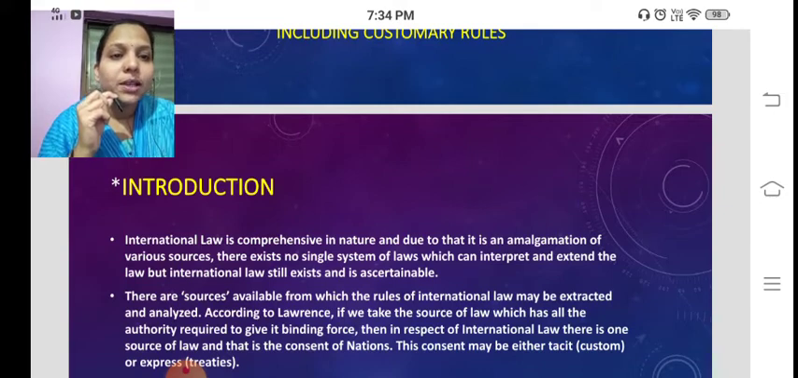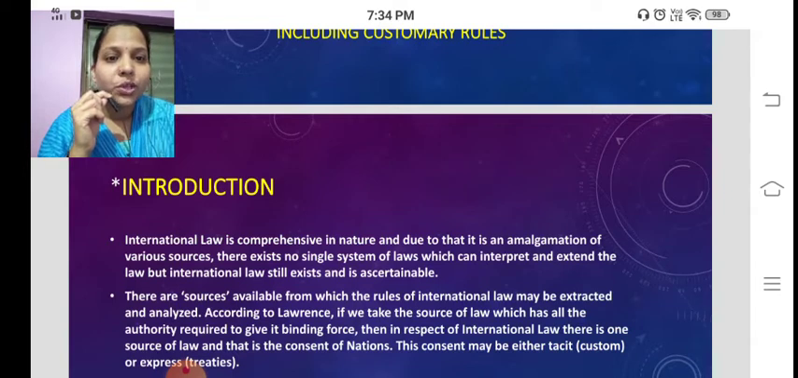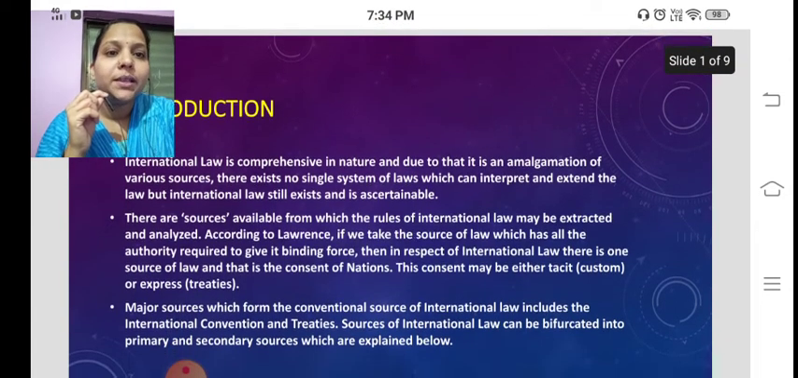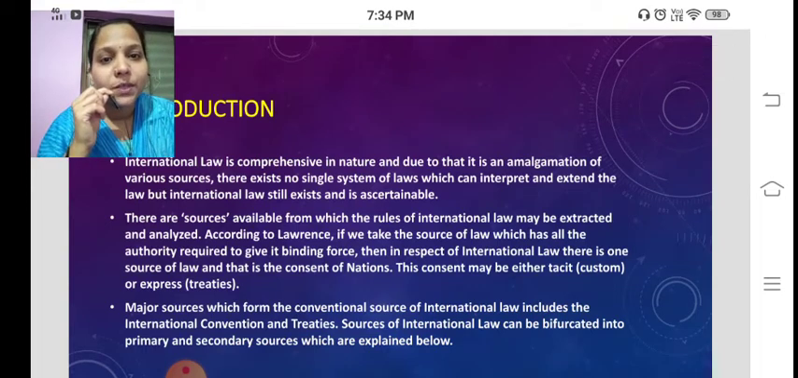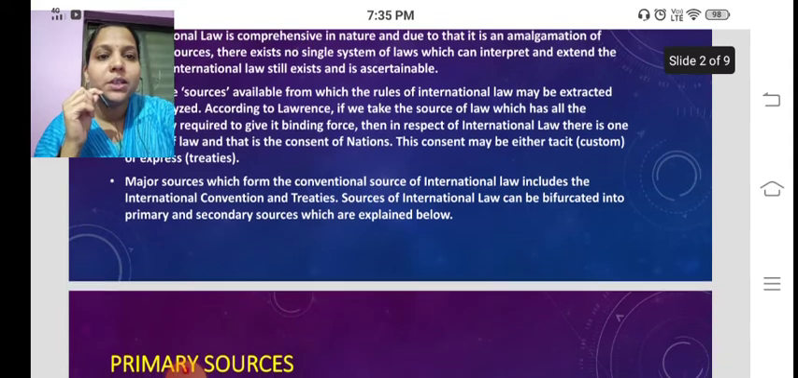According to Lawrence, if we take the source of law which has all the authority required to give it binding force, then in respect of international law, there is one source of law, and that is the consent of nations. This consent may be either tacit or expressed. Major sources which form the conventional source of international law include international conventions and treaties. Sources of international law can be bifurcated into primary and secondary sources, which are explained below.